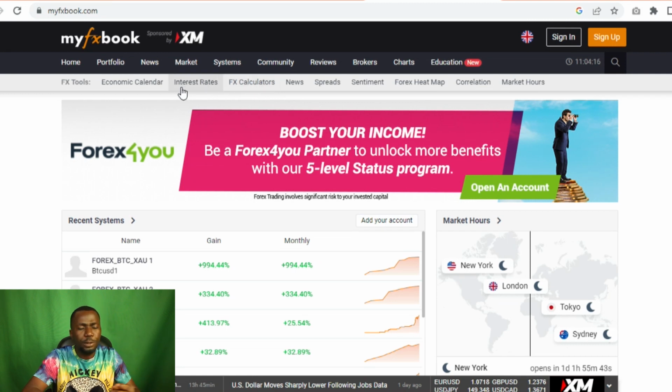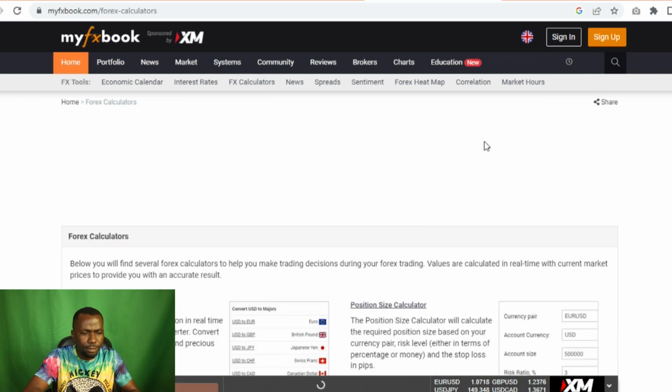Remember that you can also use my FS book to read news, right? You can get news on my FS book, and also you can check the economic calendar, right? So that you know when to trade and when not to trade. So we are talking about calculating pips, so we'll focus on that for now. So you click on FS calculator.